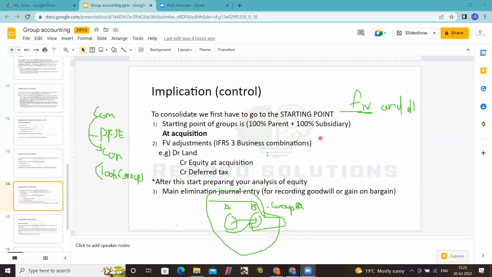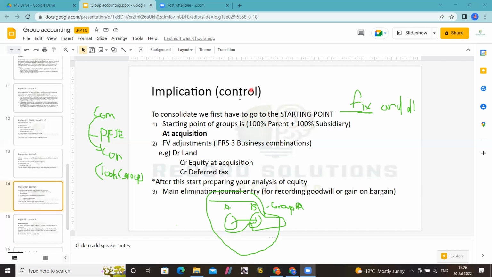And then that's the first type of journal entries you have. I call them at acquisition journal entries, because that's exactly what you're doing. You are filling up that equity acquisition account. Do not forget deferred tax, because it affects the amount of equity at acquisition. So that's the first set of journal entries, and all of them just fix that discrepancy.